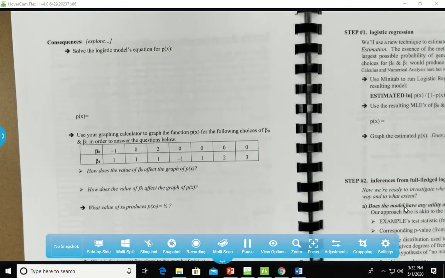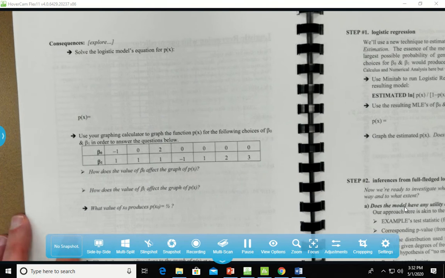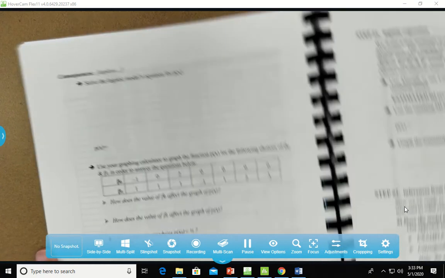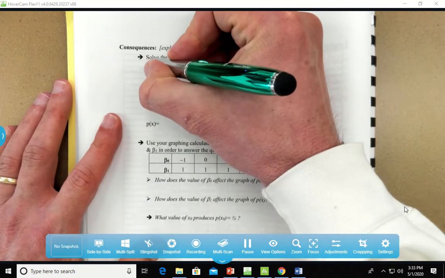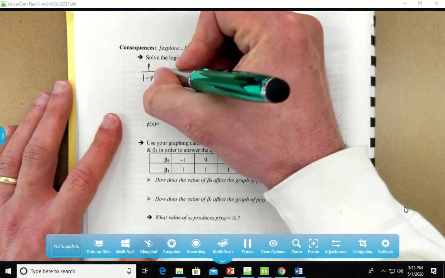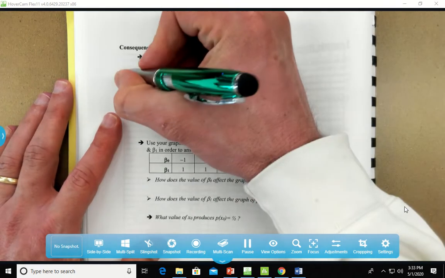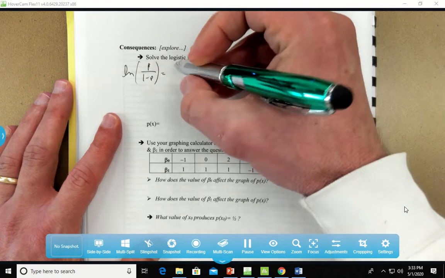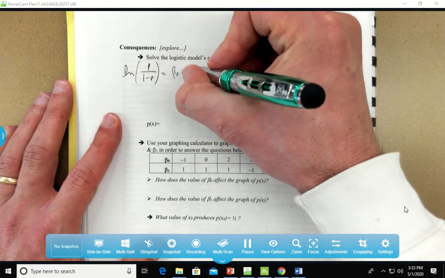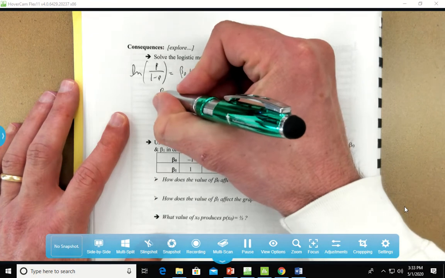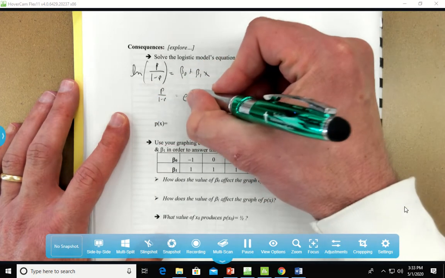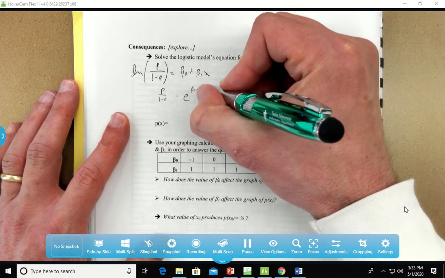If you go on to the next page, page 104, let's solve the expression for p of x. This is a little algebra. I'm going to shorten p of x to p. So the natural log of p over 1 minus p is equal to beta naught plus beta 1 x. To get rid of the natural log, you exponentiate. So you get p over 1 minus p equal to e to the beta naught plus beta 1 x.